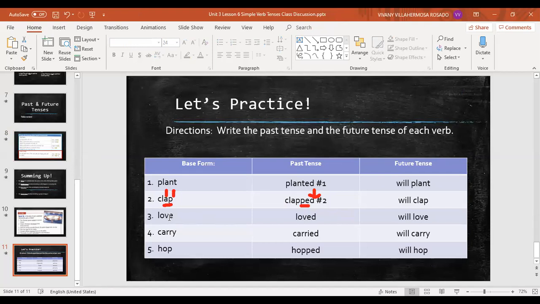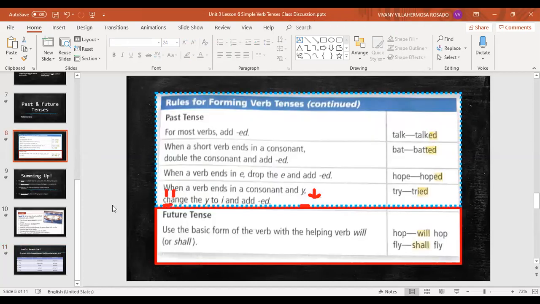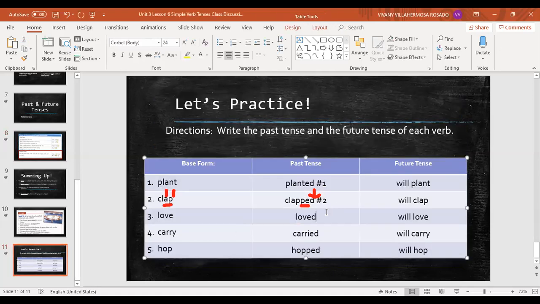Okay, so let's go to number 3. Number 3, we look at the verb in its base form and we see that love ends in E. And we know that there's a rule that talks about verbs ending in E. Let's see. When a verb ends in E, we drop the E and then we add ed. There it is. So we come here and then we drop the E and then we add ed. And this is rule number 3. Perfect. Let's go to the next one.